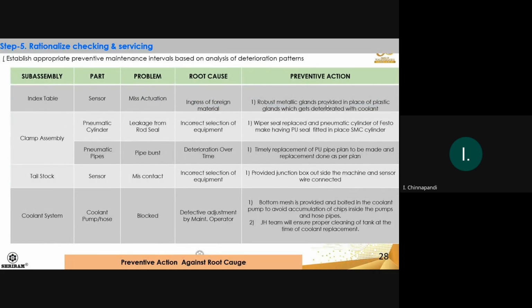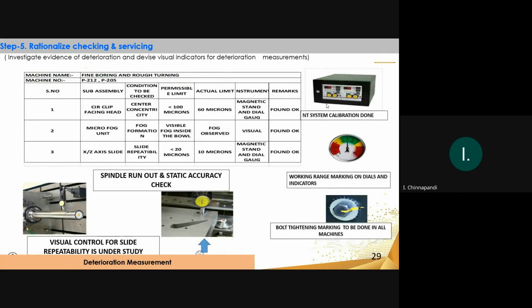And these are the tables which help you identify which components to replace at periodic intervals. For example, indexing table, part sensor, misactuation, ingress of foreign material, robust metallic standards provided in place of plastic. So these are the preventive actions we take for the individual components. Next. I think this slide is repeating. Okay, next.